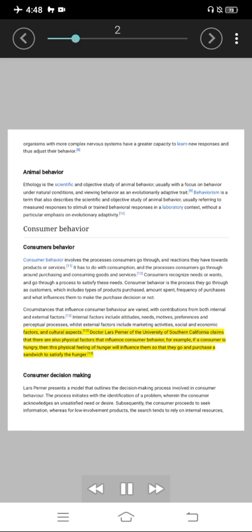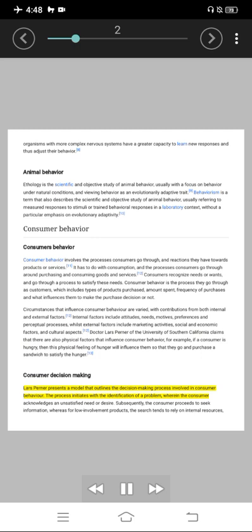Dr. Lars Perner of the University of Southern California claims that there are also physical factors that influence consumer behavior. For example, if a consumer is hungry, then this physical feeling of hunger will influence them so that they go and purchase a sandwich to satisfy the hunger. 13. Consumer decision-making. Lars Perner presents a model that outlines the decision-making process involved in consumer behavior.